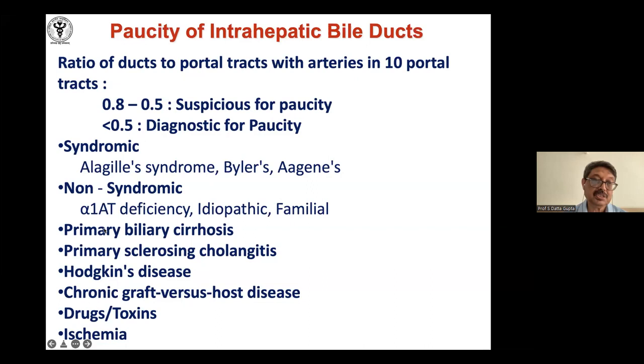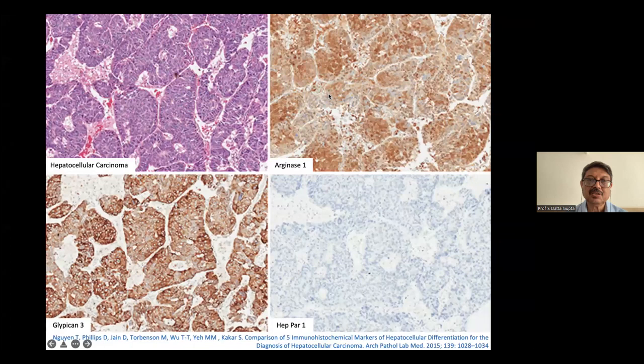There are various causes. One is Alagille syndrome, which is syndromic. Non-syndromic, you can get in alpha-1 antitrypsin deficiency, biliary diseases of long standing, Hodgkin's disease, chronic graft-versus-host disease, and so on and so forth. The other immunohistochemistry, you can do arginase 1 and glypican 3, which is helpful in identifying HCC.